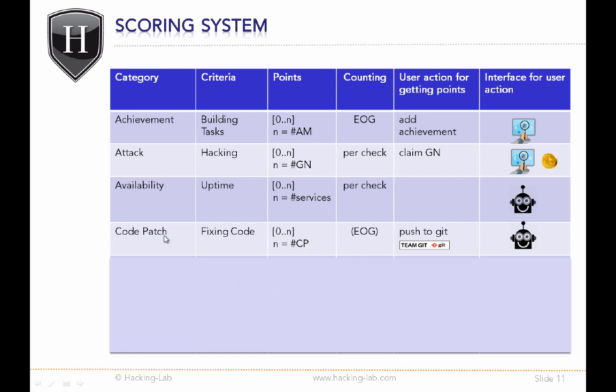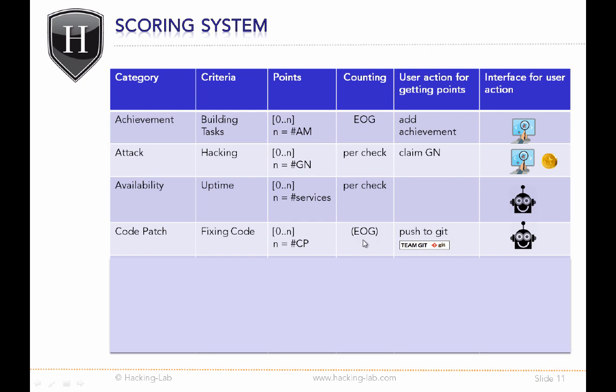The next criteria is code patching. If you fix the code, you will commit or push changes in the Git repository. If you haven't changed anything, you will get 0 points. If you fix vulnerabilities, N per code patch, in squares, until the end of the game.